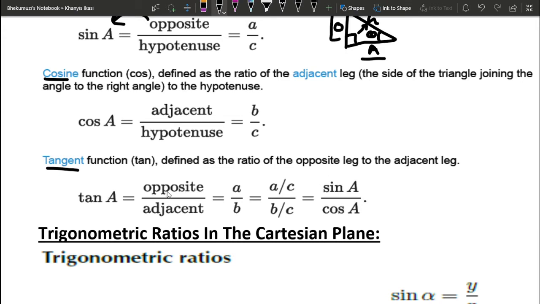Now there's something they've also added here: tan A can also be written as sin A divided by cos A. This particular thing is an identity, called the quotient identity, that we will be dealing with later on in this video.